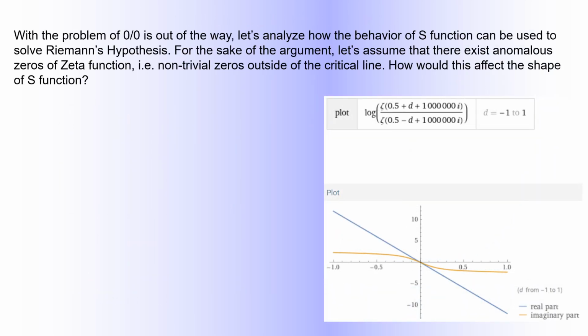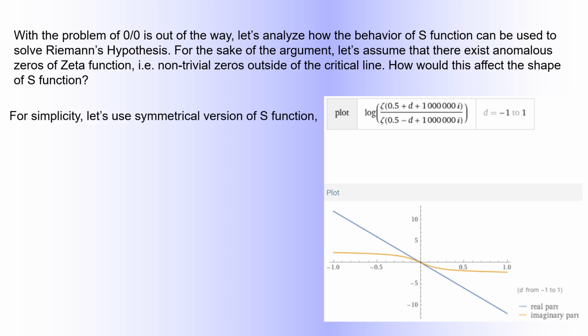With the problem of 0 divided by 0 out of the way, let's analyze how the behavior of S function can be used to solve Riemann's hypothesis. For the sake of the argument, let's assume that there exist anomalous zeros of zeta function, i.e. non-trivial zeros outside of the critical line. How would this affect the shape of S function?